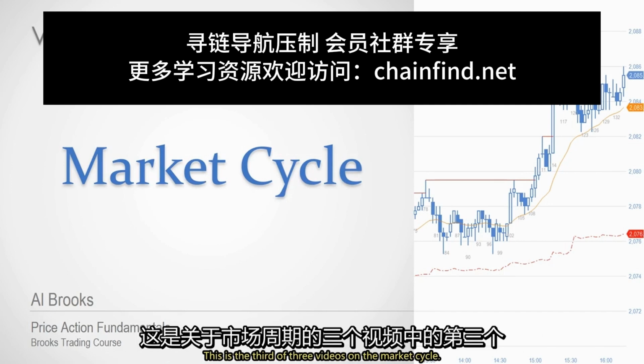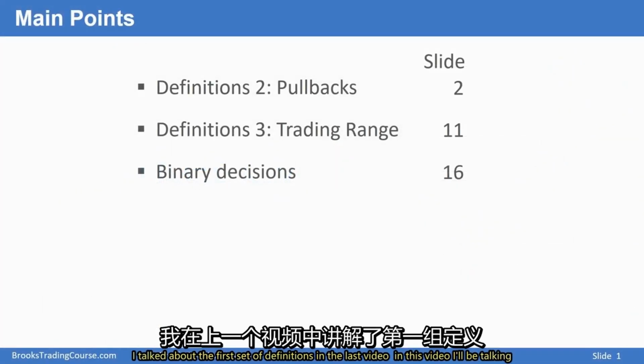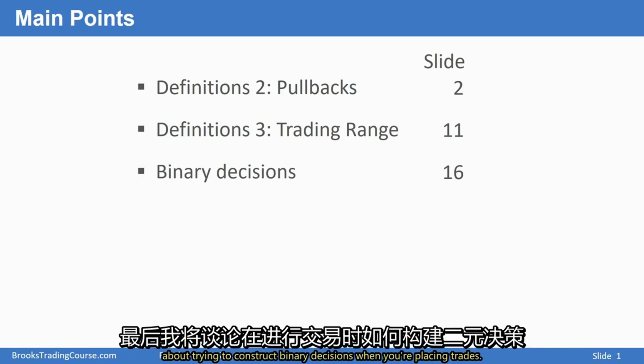This is the third of 3 videos on the market cycle. I talked about the first set of definitions in the last video. In this video, I'll be talking a little bit about pullbacks. Next, I'll move on to trading ranges. And finally, I'll talk about trying to construct binary decisions when you're placing trades.